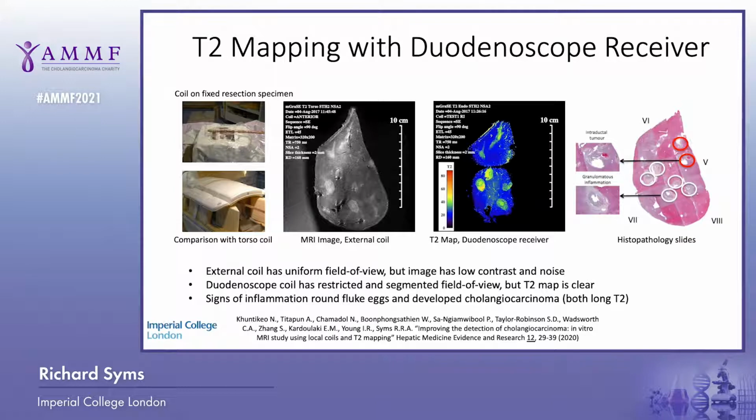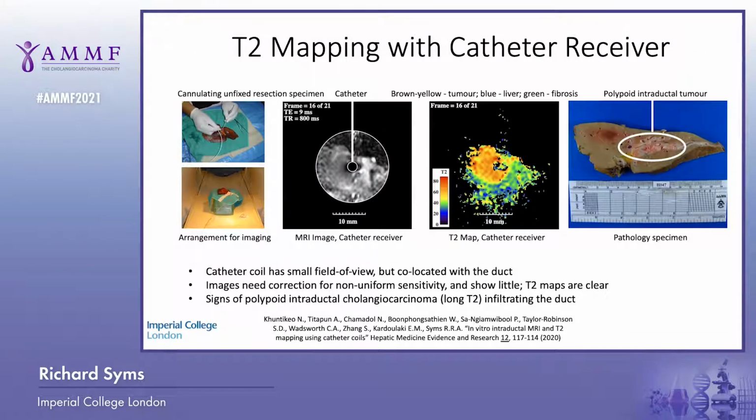And well, we're starting to be able to see all of these features quite clearly with these T2 maps, and I think in a much more immediate way than the rather dull gray looking image generated by the external coil. It's all pretty clear. Okay, now let's try something that's much more realistic.